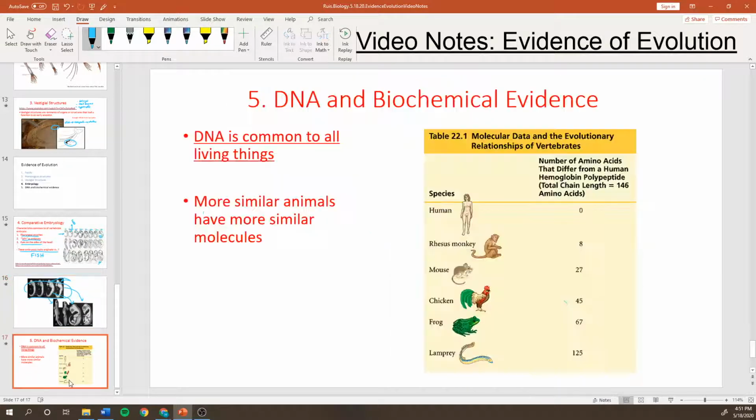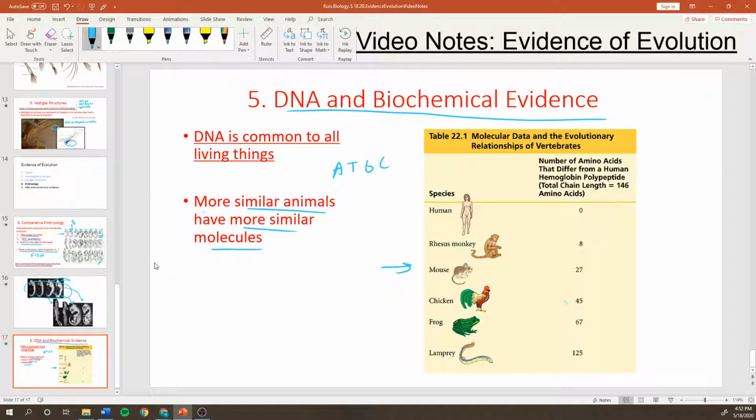Pretty cool. All right, last thing, DNA and biochemical evidence. So basically, what I want to talk about here real quick is that DNA is common to all living things. If you're a bacteria or a tree or a fungus or a human, you all have the same letters, A's, T's, G's, and C's, and all evolution had to do was modify those to make us different, okay, in different orders. Now, also this chart, okay, more similar animals have more similar molecules.